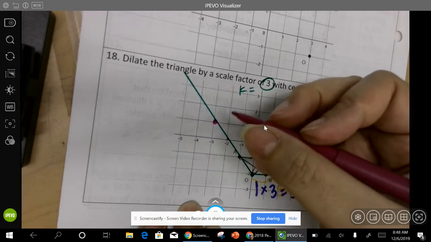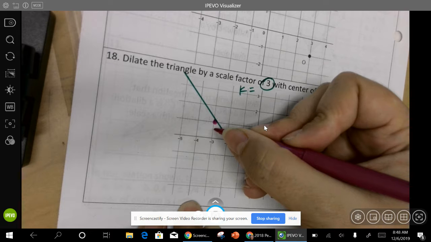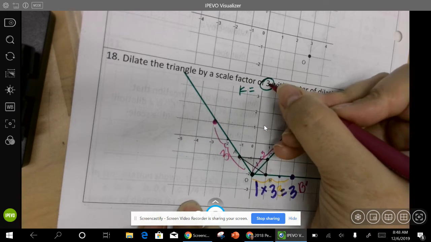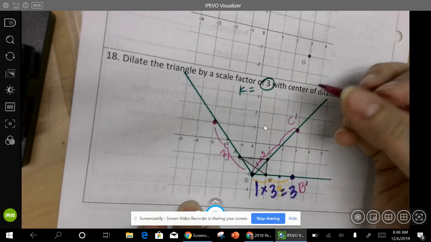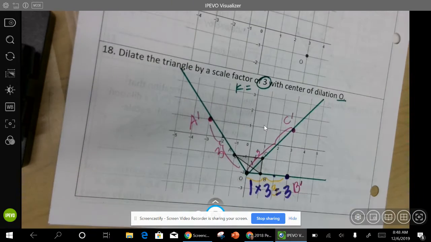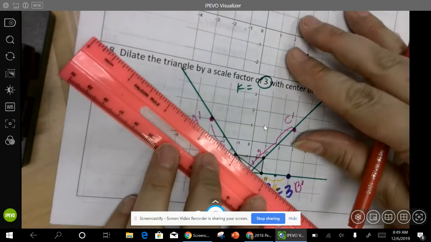And that's why you need to be careful with these lines. So we have a distance here of 3. Scale factor of 3. So it's going to go right here. And then everybody, what you want to do is go ahead and connect the triangle, your new one that you made.